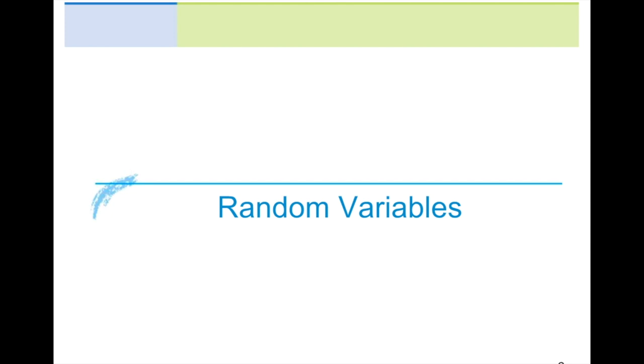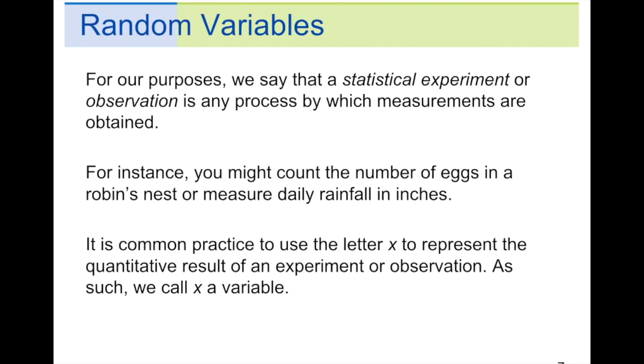Random variables. For our purposes, we say that a statistical experiment or observation is any process by which measurements are obtained. For instance, you might count the number of eggs in a robin's nest or measure daily rainfall in inches. It is a common practice to use the letter x to represent the quantitative result of an experiment or observation. As such, we call x a variable.